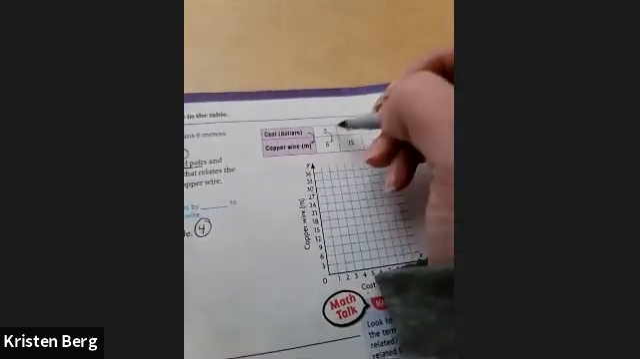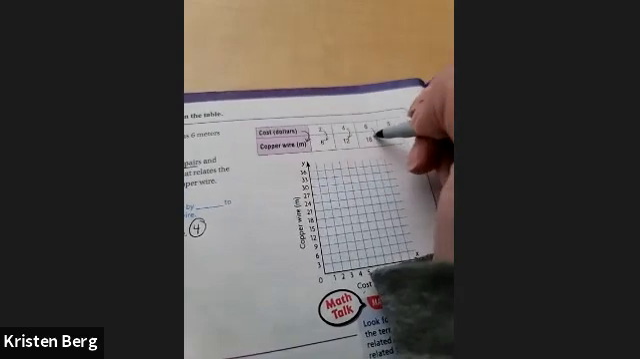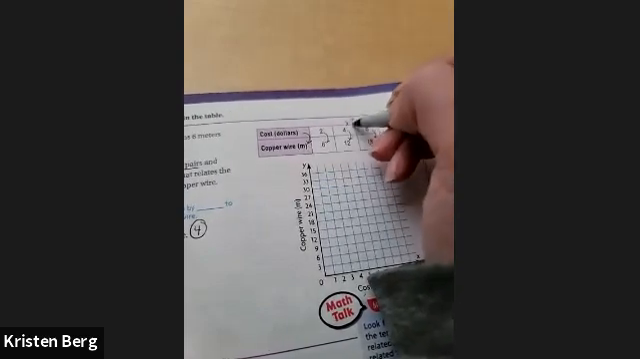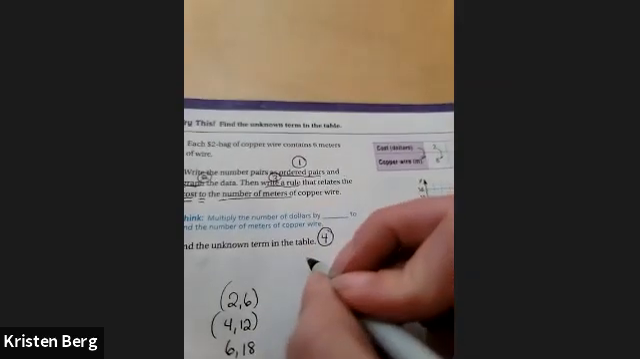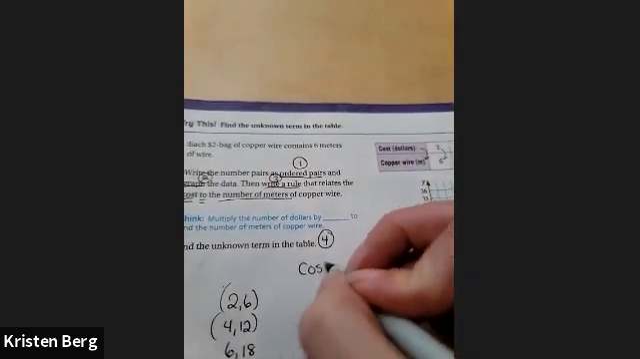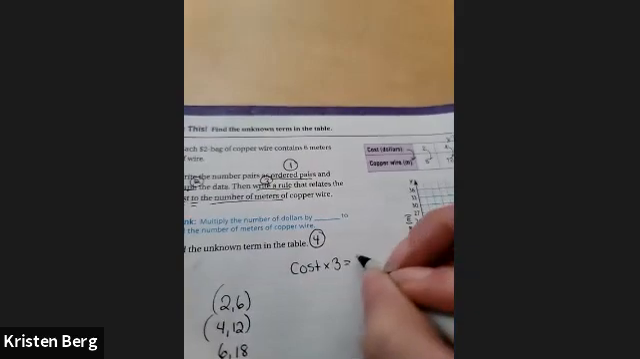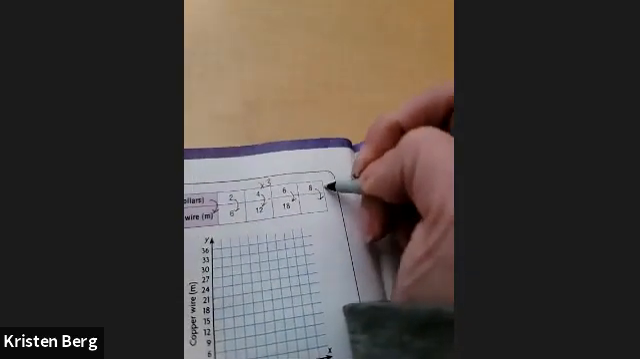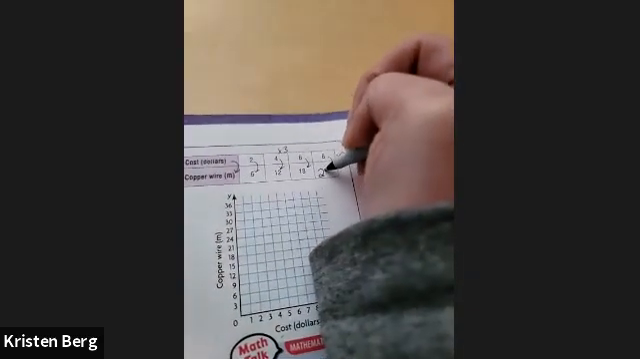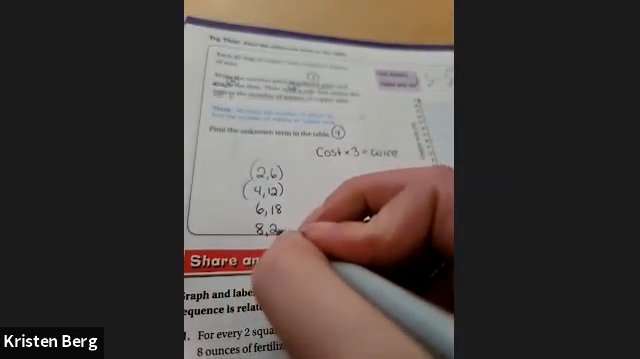So we've got to now write the rule. What is the rule going from cost to meters? So we're going this way. The rule I'm seeing is it looks like you're multiplying by 3. So cost times 3 will equal your wire. To figure out this last one, I would have to multiply it by 3. So what is 8 times 3? That is 24. So my ordered pair for that one is 8, 24.